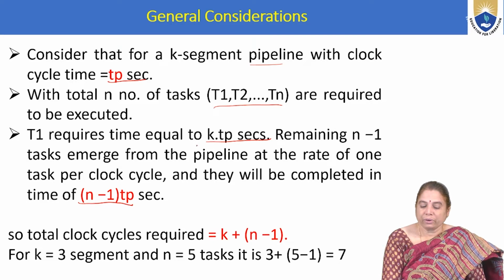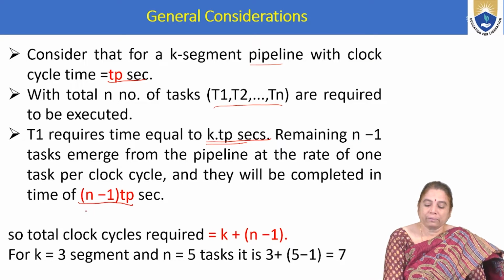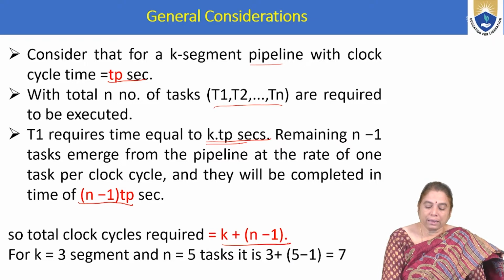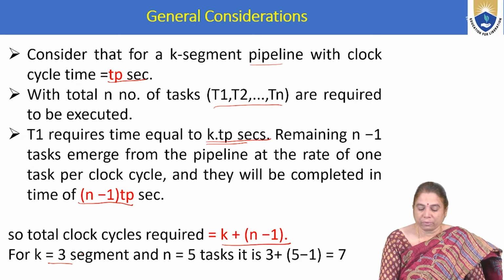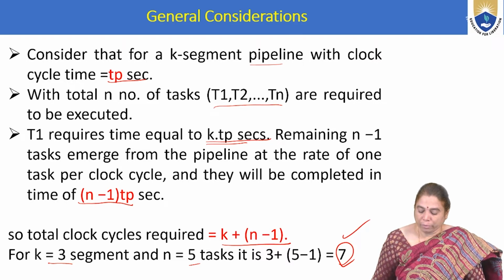So here the first task, if you consider it as k into TP, the remaining n-1 tasks take n-1 into TP seconds. So the total clock cycles required are k plus n-1. So consider here, if k is a 3 segment processor and n is 5 subtasks, then 3 plus 5 minus 1, it will be 7. So these are the general considerations for how the segment execution time has to be calculated in the pipelining process.